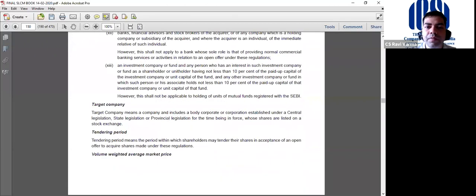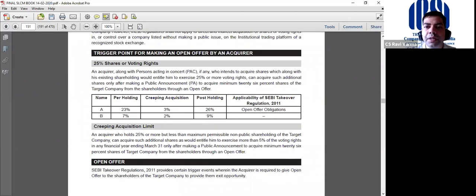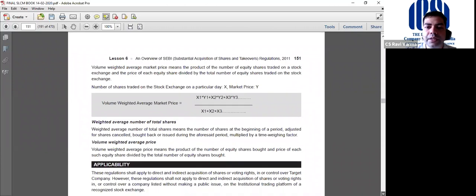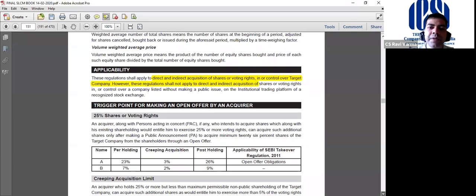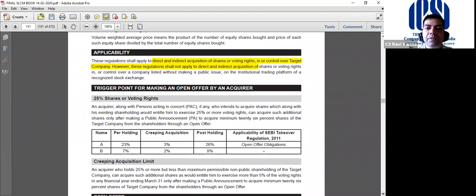Now, how is this takeover code working? See, applicability. Under the applicability, you will find that these regulations apply to direct or indirect acquisition. About the acquisition, we have already discussed what is acquisition. So if there is a direct or indirect acquisition or a control acquisition, then this takeover will be applicable. Now, under the same page, you will find a chart. It is given that once you reach 25% or more, you should write it clearly. It makes the takeover chapter very easy for you. That 25% or more you acquire, you need to make an offer.